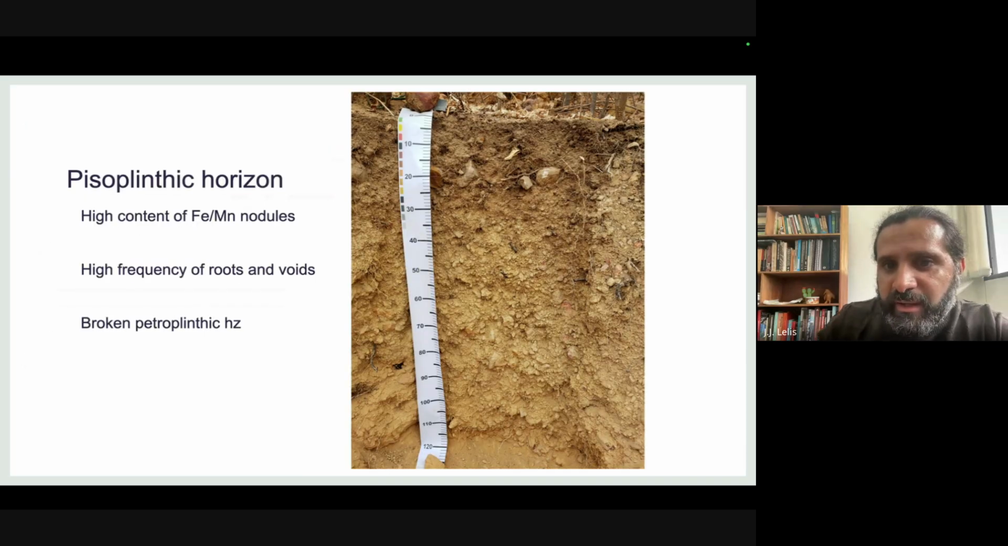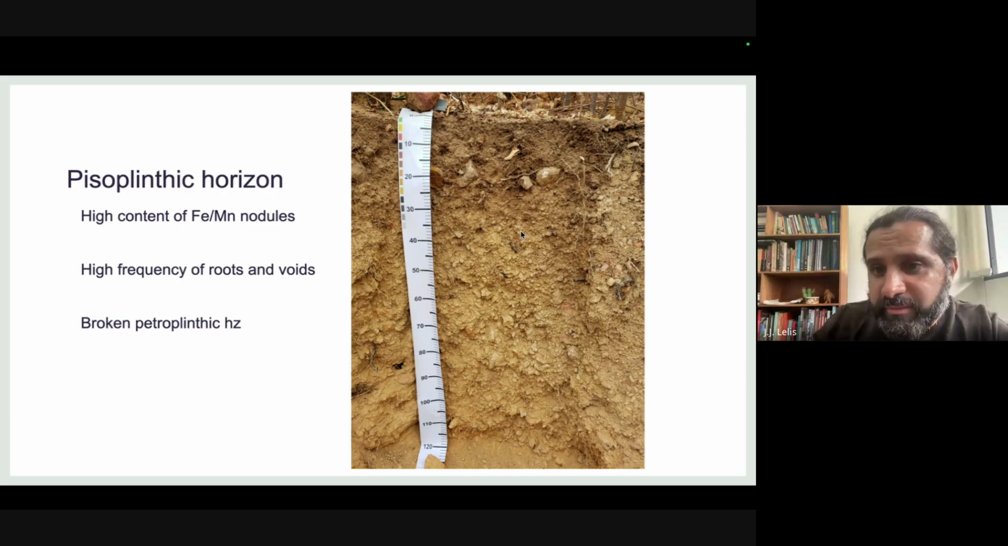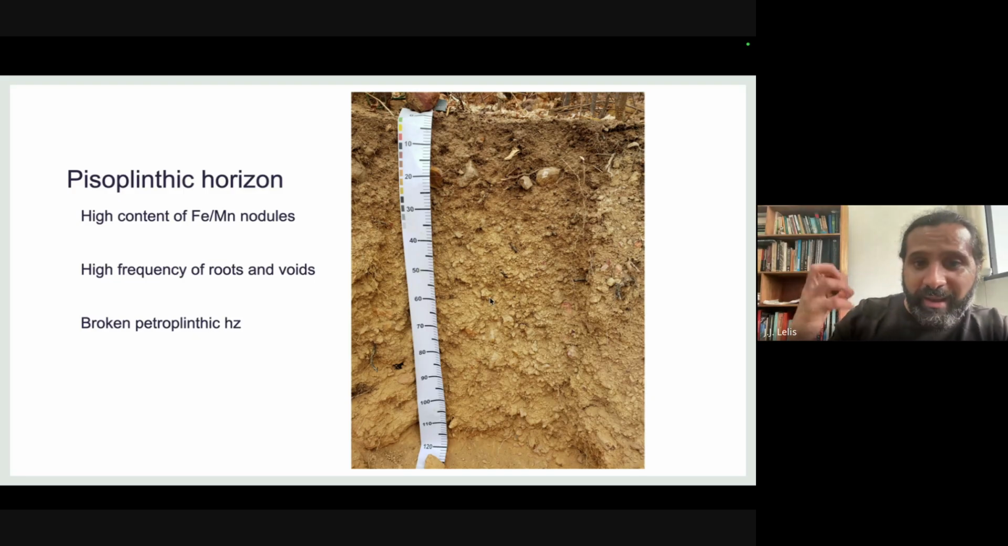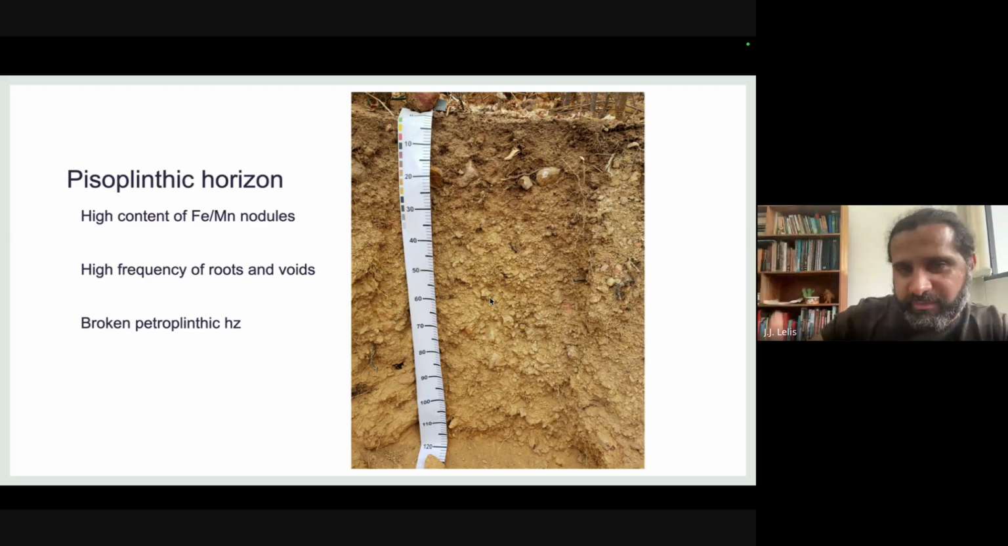Now I can see that we have a lot of iron. All these pebbles that you can see in this photo are pieces of petroplinthic material cemented by iron, but they are not forming a continuous, connected layer. You can see that roots can easily grow through this horizon because I have iron concentration, sometimes also manganese concentration, but this concentration does not form a continuous layer, okay? I see that water and roots can penetrate through it.